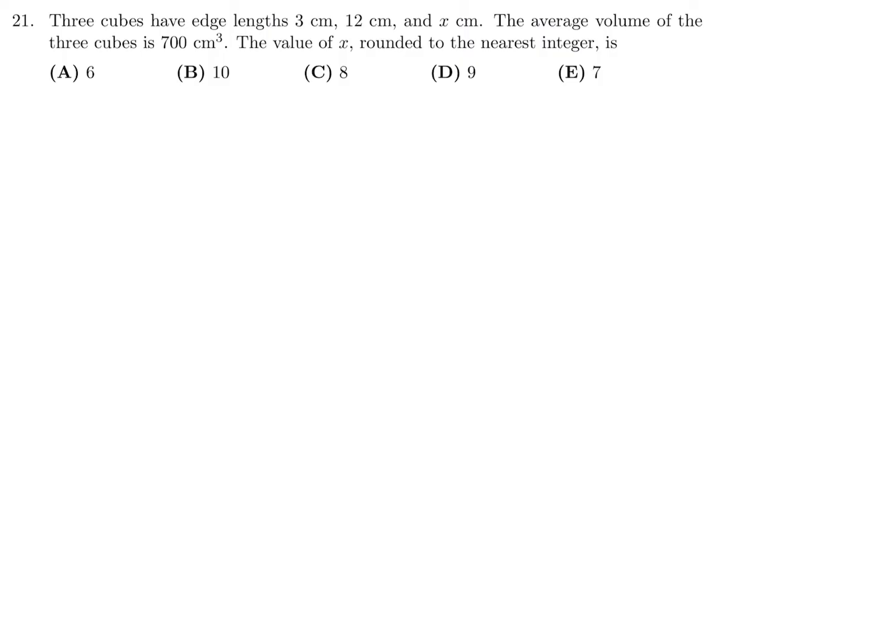The value of x rounded to the nearest integer is: volume 1 plus volume 2 plus volume 3, all divided by 3, they're saying is 700 centimeters cubed, the average of the 3 volumes. Well, the volume of a cube is given by the formula s to the power of 3, where s is the length of the edge.